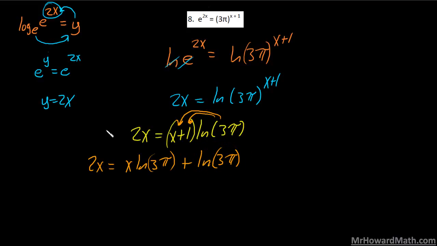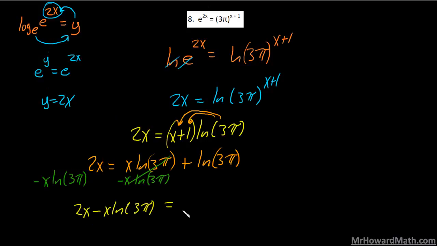So now I need to isolate all of my x's, so I'm going to subtract this whole term to the other side. Before I did the shorthand on a previous problem in another video, so I'll actually write it out here so that you can make sure you're clear on what we're doing. So that cancels. And now I have, I'm going to rearrange a little bit, but I have this 2x minus x ln of 3 pi is equal to ln of 3 pi.